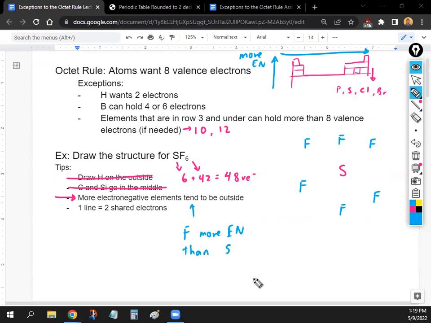Okay. All right, so let's start connecting everybody together. S is in the middle, so it's going to make connections with the F's. So they all link up with S.